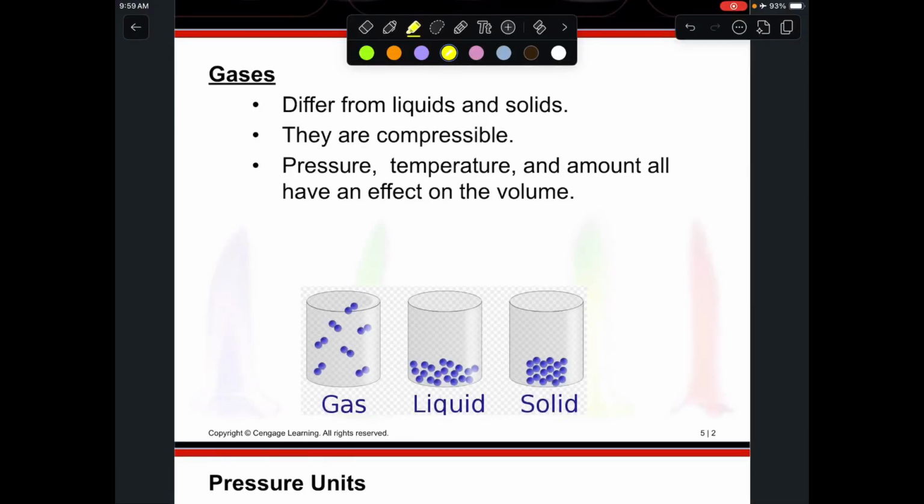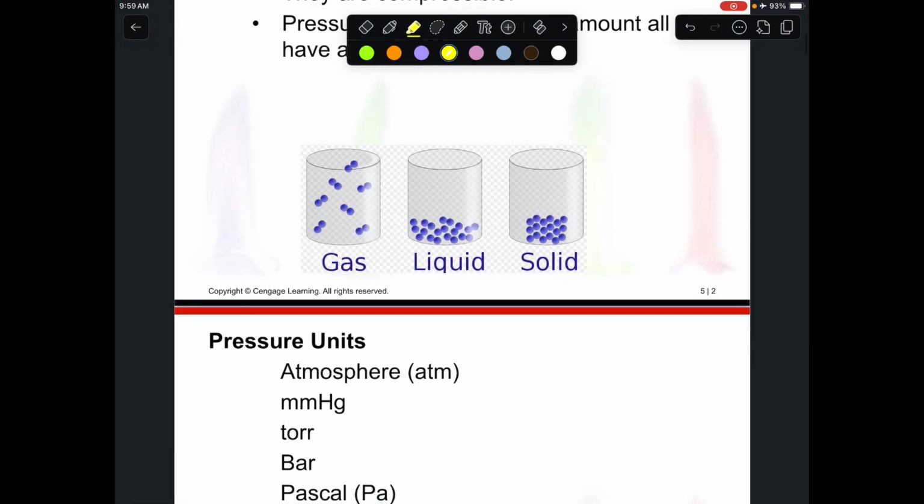Gases differ from liquids and solids, and one of the biggest things that we see is that gases are compressible, meaning you can decrease their volume and you'd still see the same amount of gas molecules moving around. Now, we're also going to learn in this chapter how pressure, temperature, and the amount of gas molecules have an effect on the volume of them.